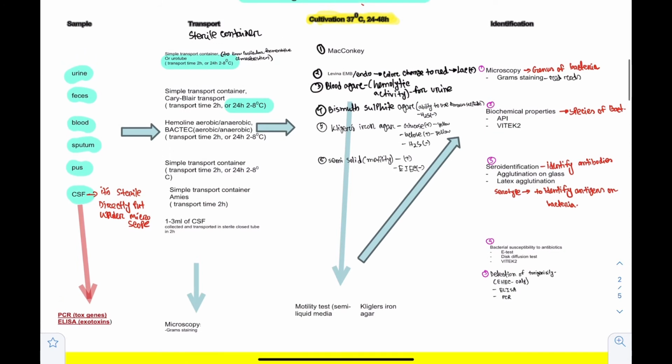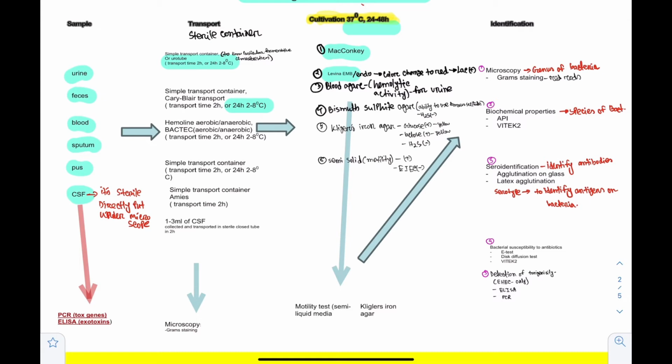Then this is the cultivation time, which is 37 degrees Celsius and 24 to 48 hours. This is actually the optimum time bacteria can grow. And here are the agars: MacConkey agar, Levine and Endo agar. If the agar changes from, for example, pink to red, there must be some kind of fermentation occurring in the agar.